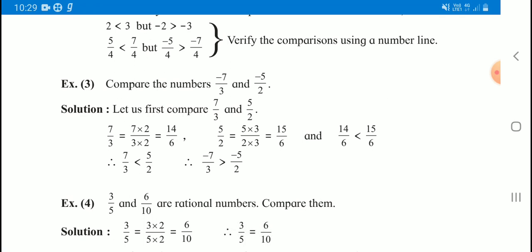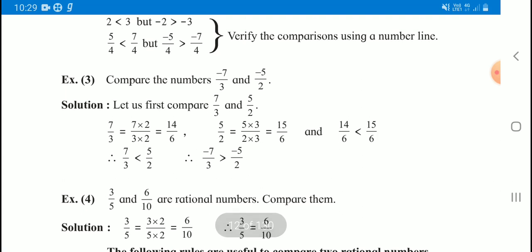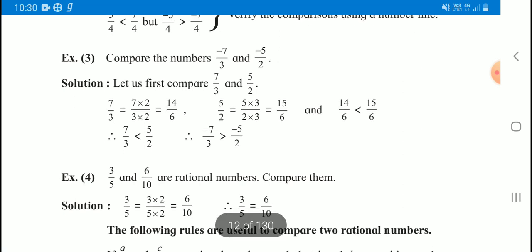But if we compare negative 5 upon 4 and negative 7 upon 4, then you will see that negative 5 is near the 0. On the number line, while going from left to right, the number increases, and going from right to left, the number decreases. So negative 5 is greater than negative 7. So the rational number negative 5 upon 4 is greater than negative 7 upon 4.